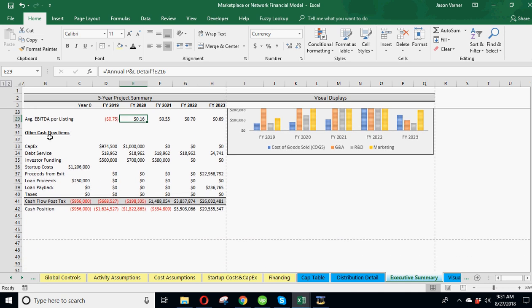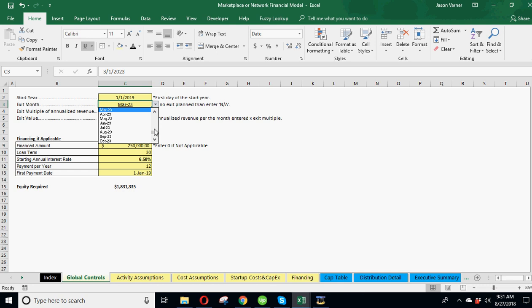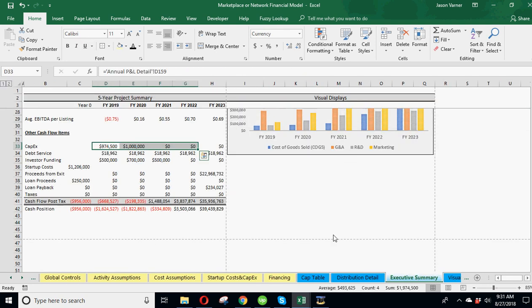Then we've got other cash flow items. So you've got Capex in here. This is all dynamic. You've got debt service, investor funding, and to make this clean, I'm going to put the exit year in the final month so it looks visually cleaner.